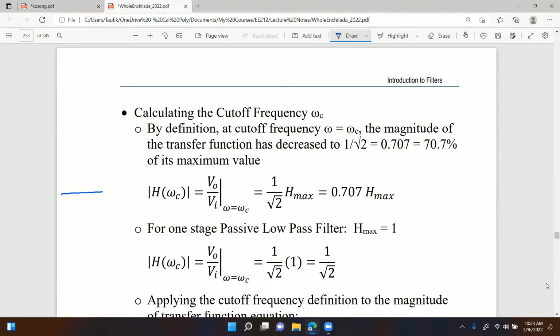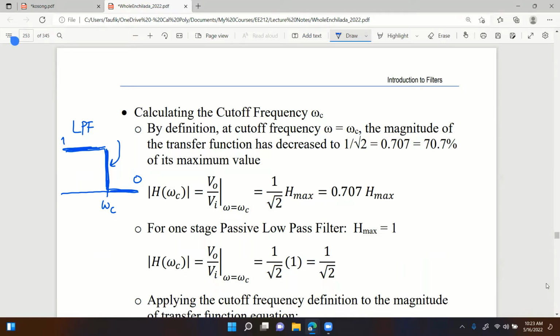Now, in ideal filters, you can see clearly the borderline between the pass band and the stop band. If it's a low pass filter, there's a sharp change in the gain from high to low. There's a sharp corner right there. This is what defines omega C. But in the real world, in practical filters, you're not going to get this sharp edge or sharp drop right here.